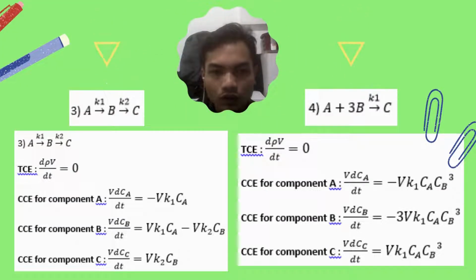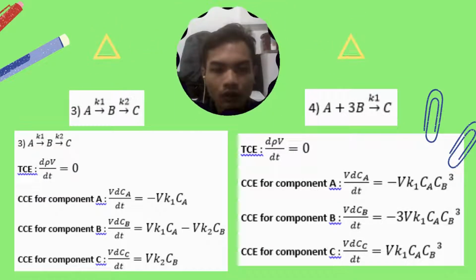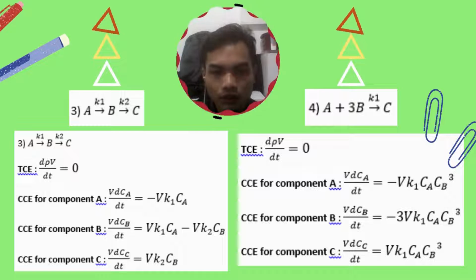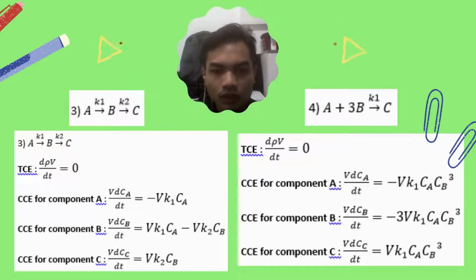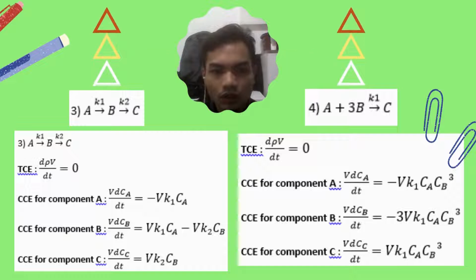Next, we go for example 3. We got A produce B and B produce C. For this TCE, we got 0 because there is no flow in and flow out for a batch reactor. For CCE for component A, we got VdCA over dt equal to negative VK1CA. In this process, A is consumed and not produced.